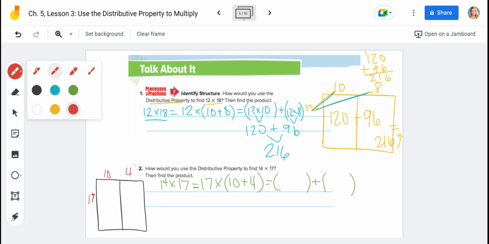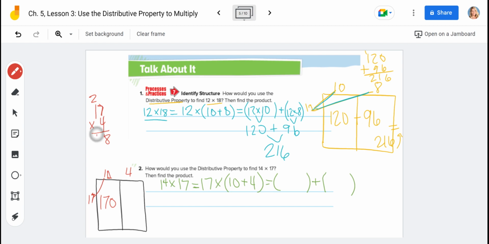All right, so come back over here to your area model. 17 times 10. Think of 17 times 1. Then stick that 0 on the end from there. Then 17 times 4. Now here is the biggest difference with the distributive property with two-digit numbers. A lot of times you're going to have to stack and multiply because they're bigger numbers. 7 times 4 is 28. 4 times 1 is 4 plus 2 is 6. So I get 68. Now I decomposed. I multiplied. Now I need to add.